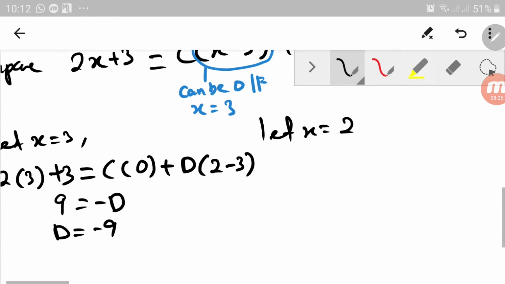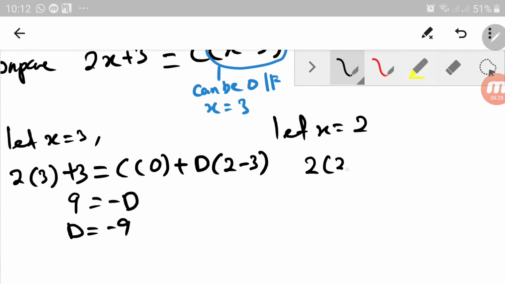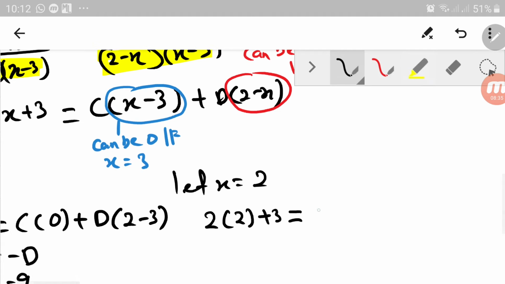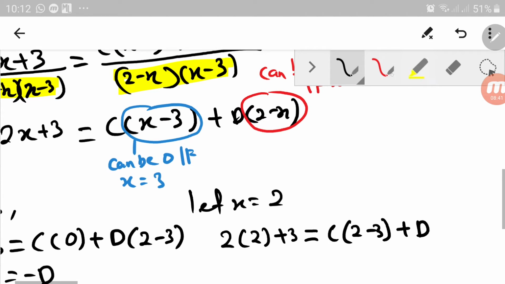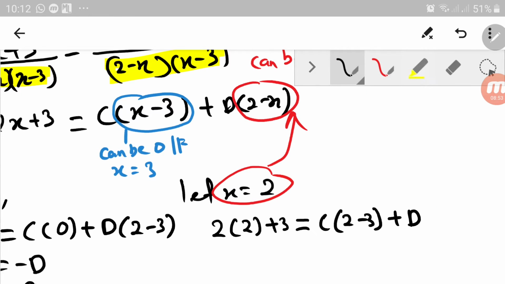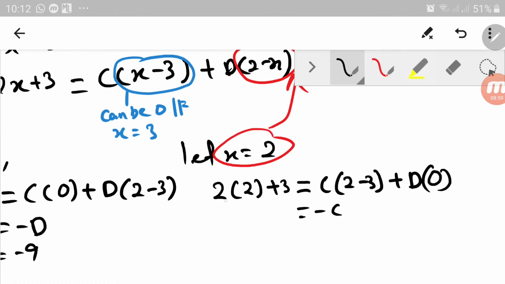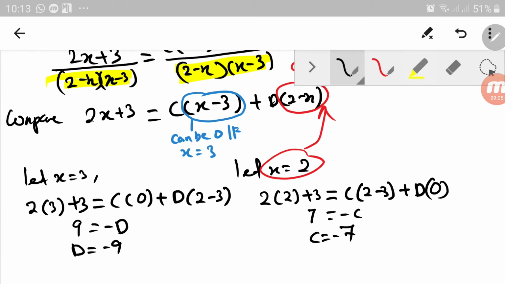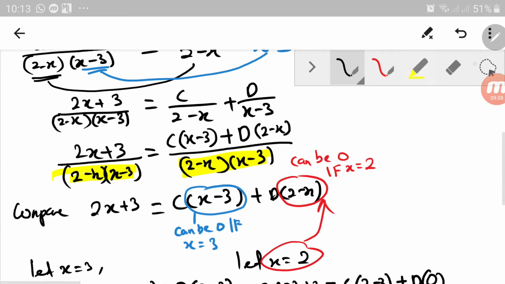Okay, now we do the same thing for x equals 2. So 2 plus 3 equals c(2 - 3) plus d. Now since x equals 2 makes the bracket 0, the one that I circled in red, it will be 0. So 2 minus c, this one is 0, doesn't matter, ignore. So plus 3, 4, 7. So c is minus 7. We already have our c and d, the ones that we wanted to figure out.